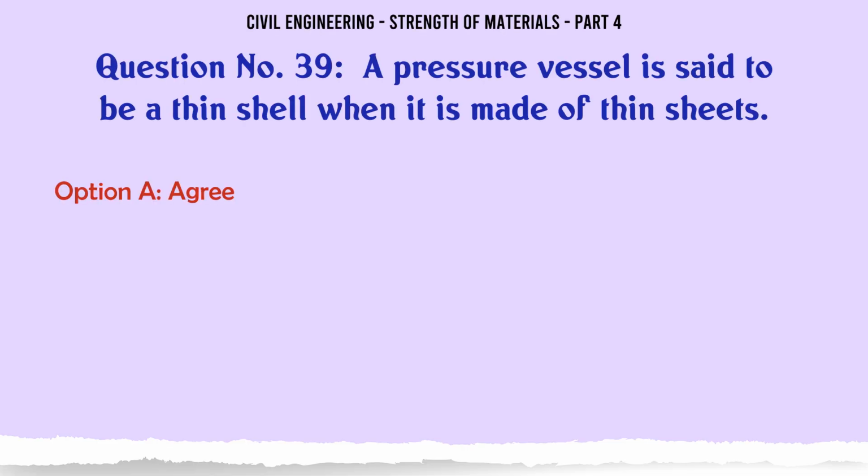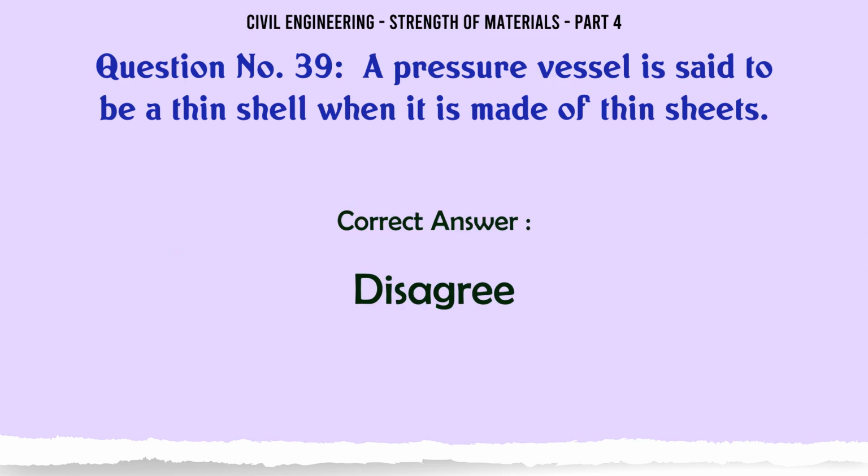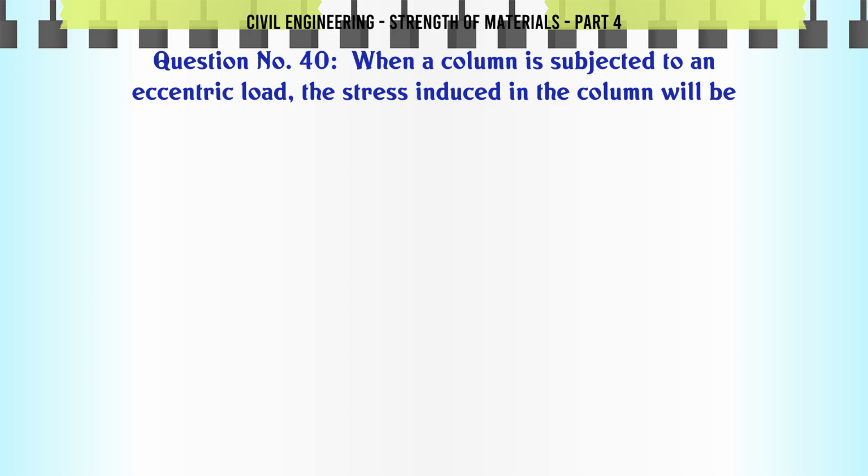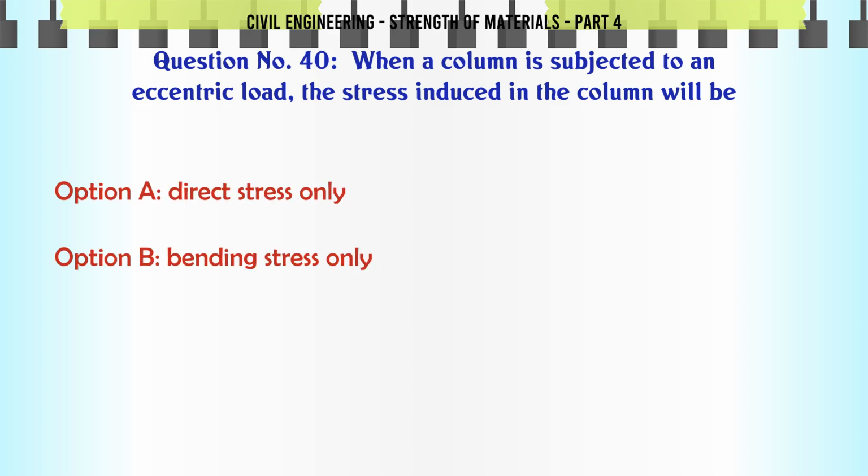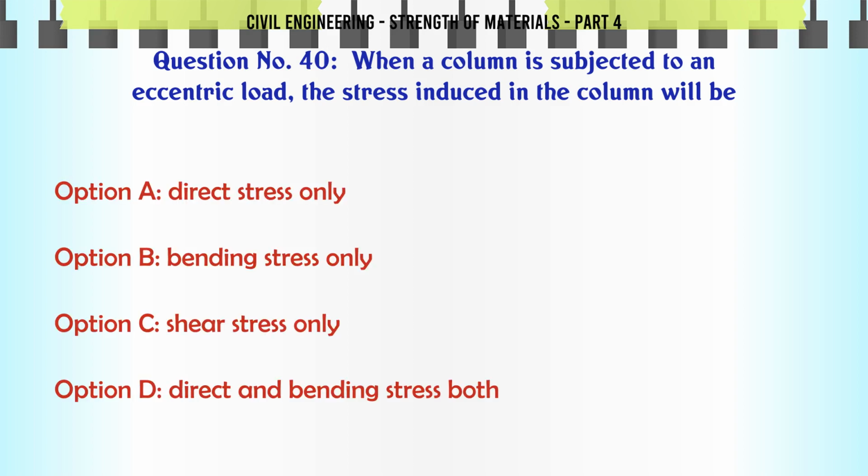A pressure vessel is said to be a thin shell when it is made of thin sheets. A. Agree, B. Disagree. The correct answer is disagree. When a column is subjected to an eccentric load, the stress induced in the column will be: A. direct stress only, B. bending stress only, C. shear stress only, D. direct and bending stress both.